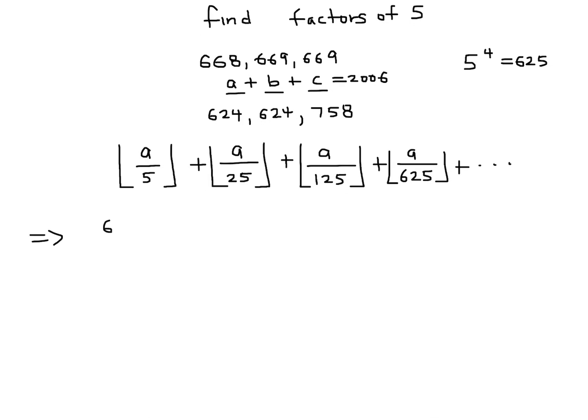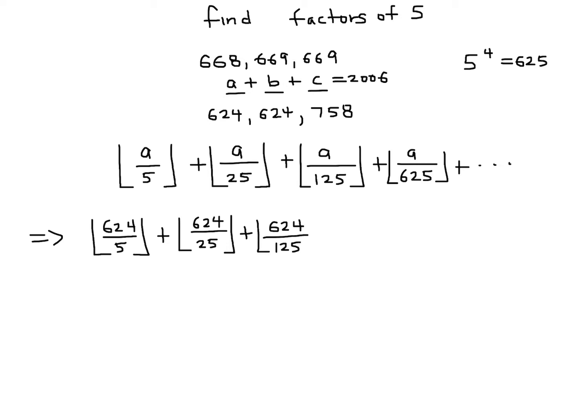So we've got 624 over 5, the integer value, 624 over 25, the integer value, 624 over 125, the integer value, and then 624 over 625 is not necessary because, first of all, it won't give you an integer that's 1 or above, but also because 624 does not divide by 625. So we're done here with A.